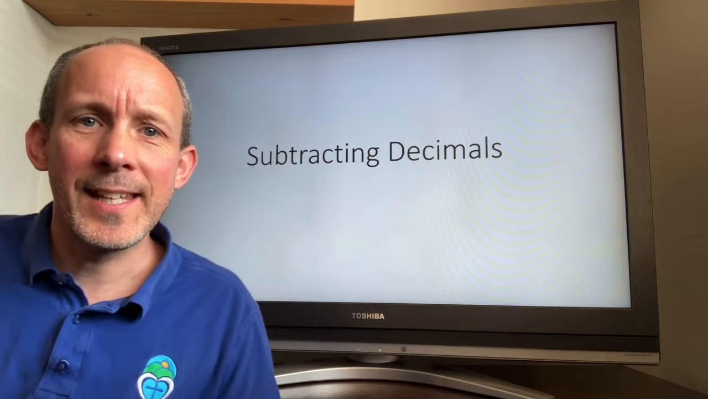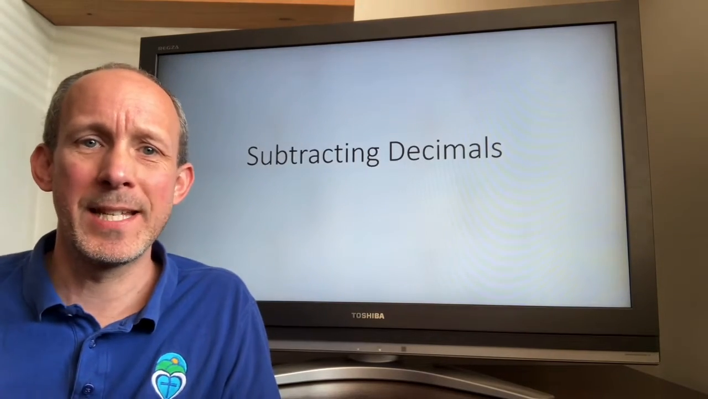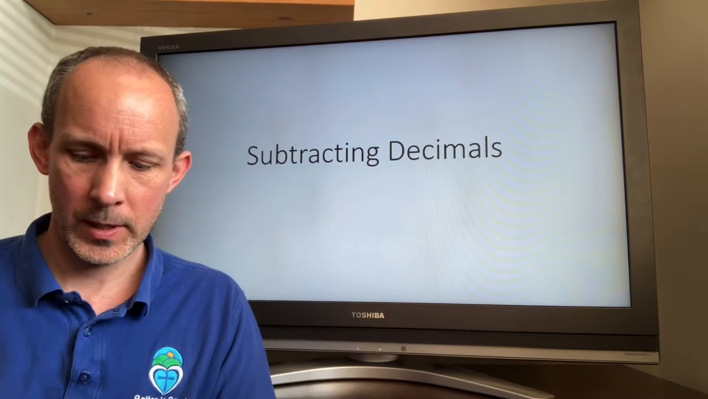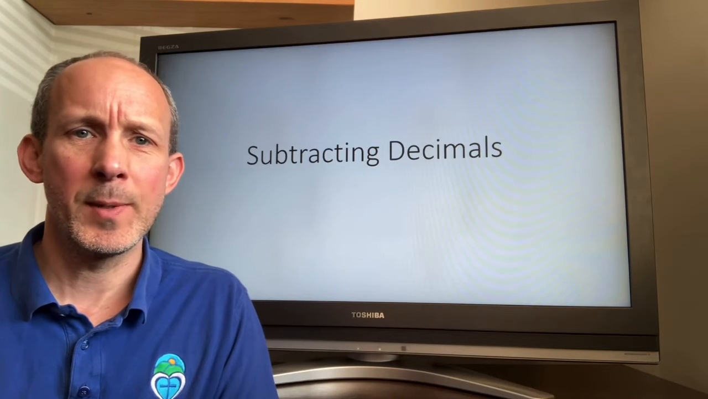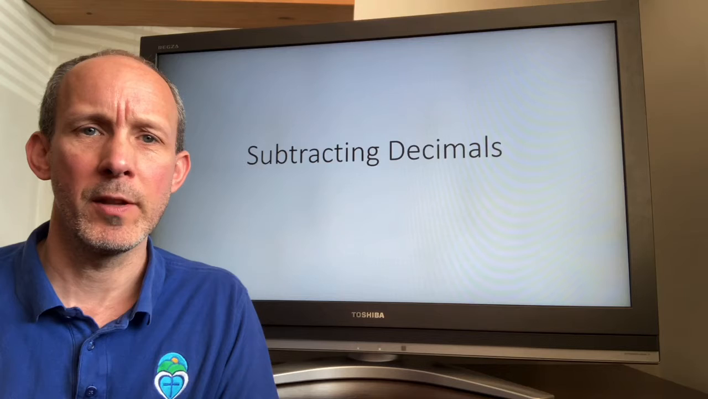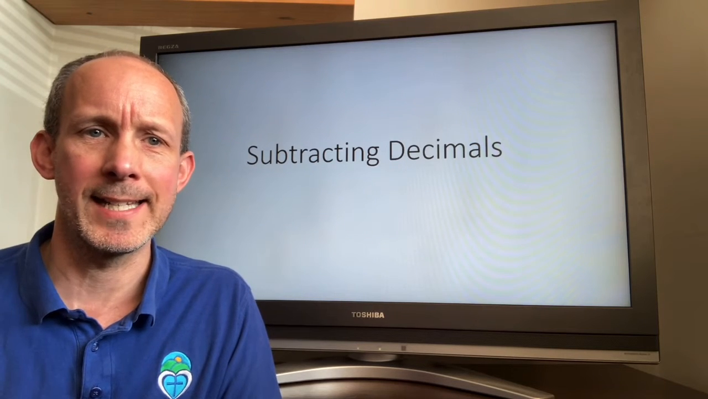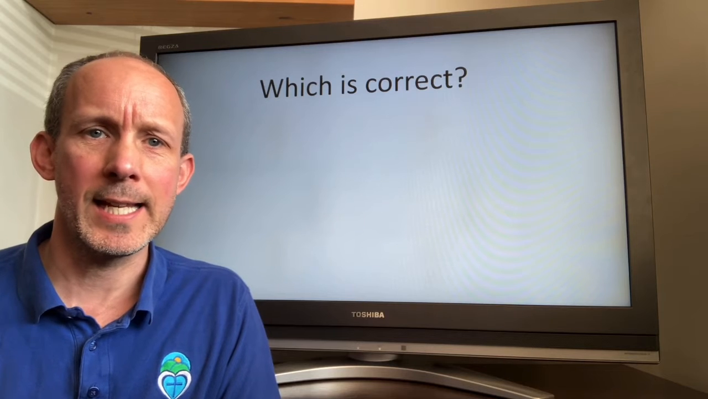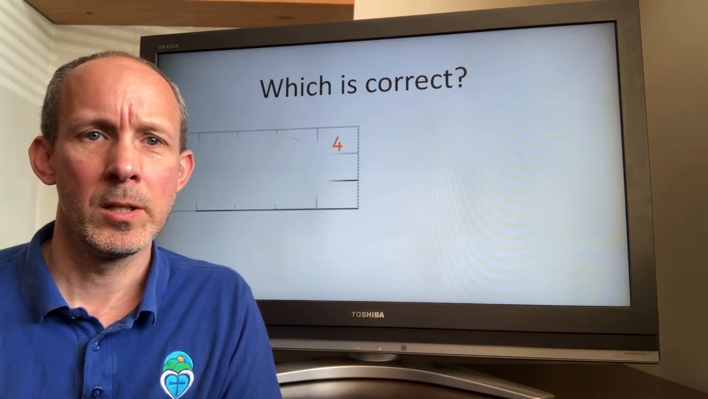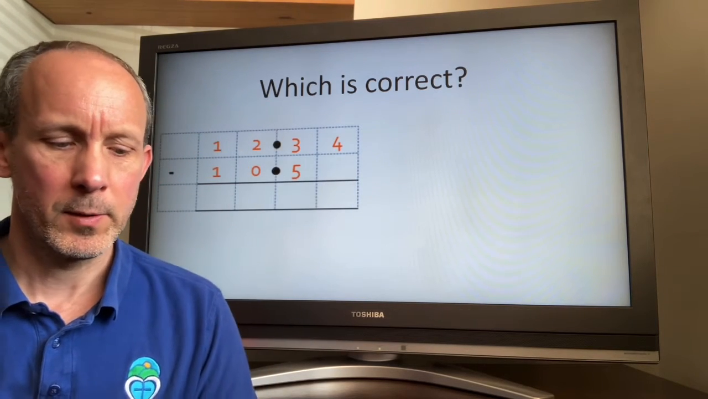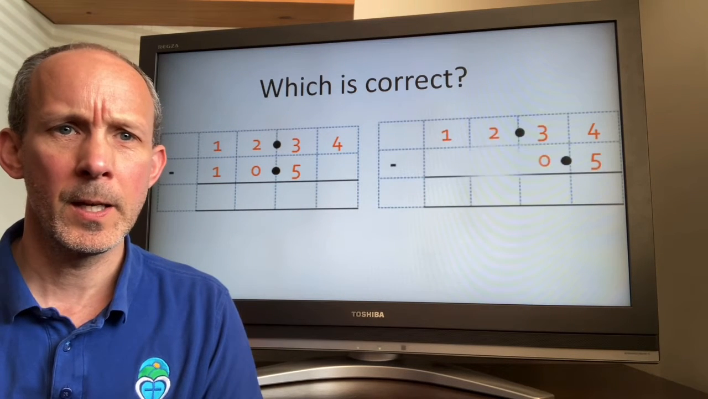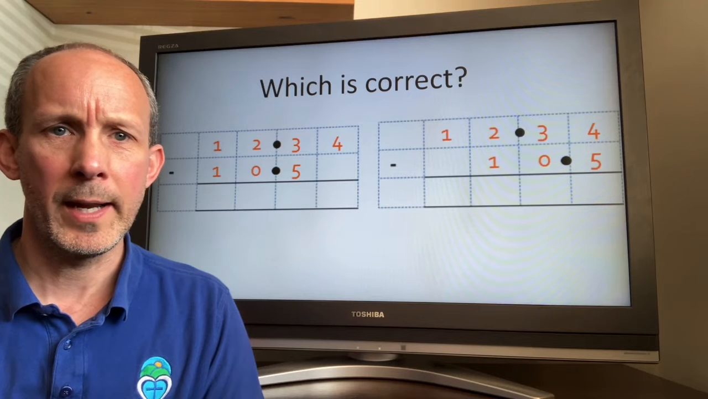Hello, we're going to be thinking today about subtraction, and particularly we're going to think about subtracting decimals. So when we're subtracting numbers with decimals, there's something we have to really think about in the way that we write it down. So let's have a look at these two examples. Which of these is correct? Okay, so we've got 12.34 subtract 10.5, but which is the correct way of writing it?